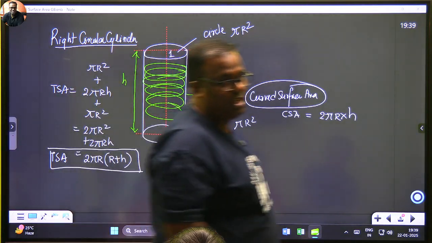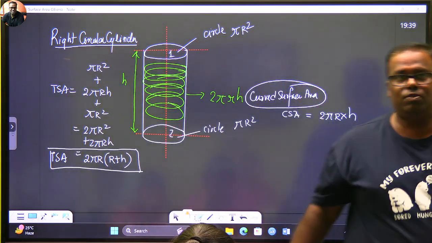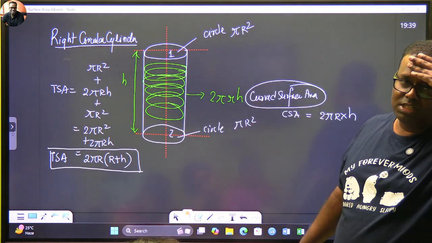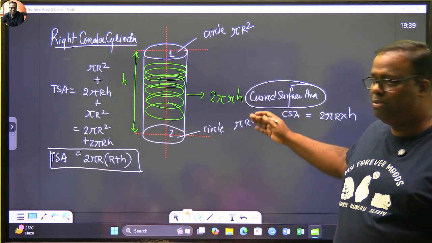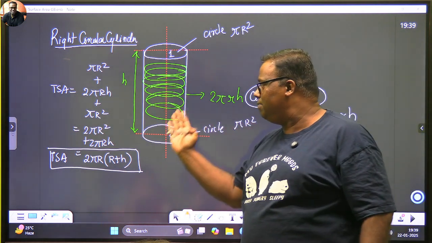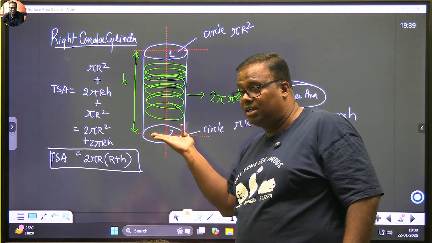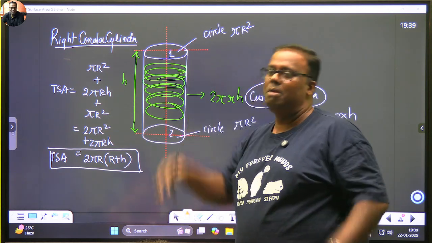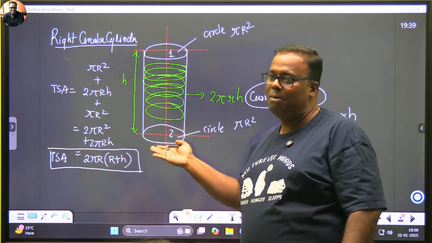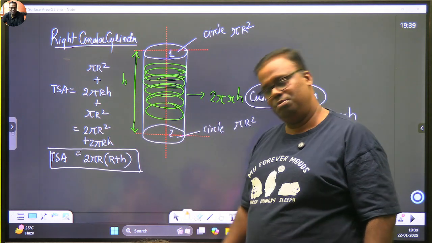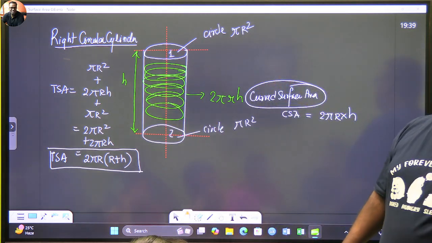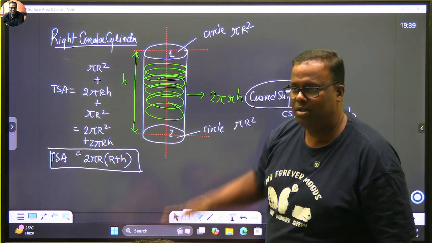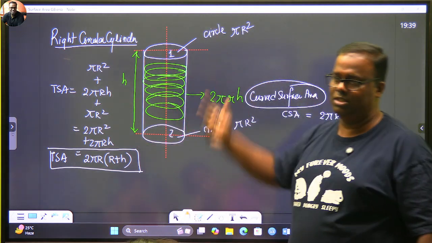The curved surface area is 2 pi rh. Whenever it's curved surface area, bangle, bangle, bangle into h. But use your common sense. If the question is about a dustbin, it will be bangle, bangle, bangle into h, only one circle. A dustbin does not have a top cover. A pipe, then it will be only bangle, bangle, bangle into h. समझ में आया? बहुत बढ़िया. But milkmaid का डब्बा होगा तो pi r square 2 pi rh.